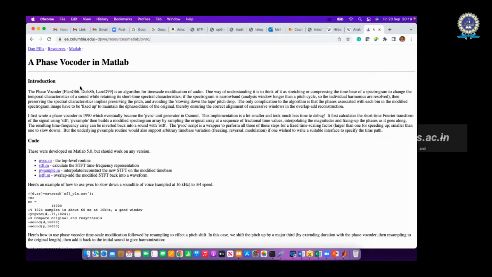What we are trying to do is take the Fourier transform of a signal. After that, let us say I want to increase the duration. If I want more duration, I want to slow down the speech, then I will repeat some frames.